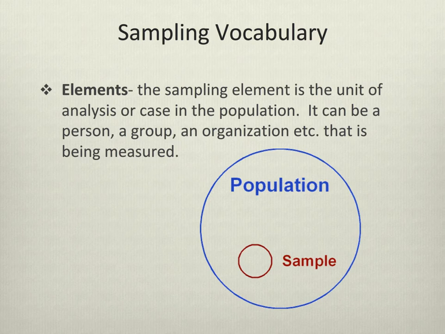The element is the unit of analysis or a single case in the population. It might be an individual, but it might be a group. For example, I might want to survey all of the student groups on campus where each student group fills out a survey. In that case, the group would be the element rather than the individuals that make up the group.